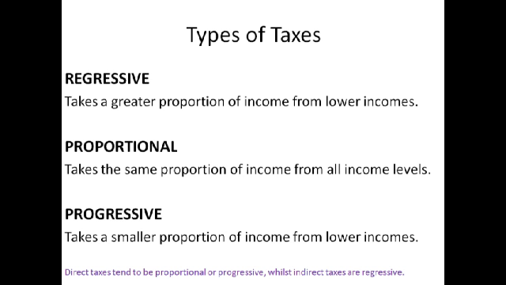There are 3 main types of taxes: regressive, proportional and progressive. Regressive takes a greater proportion of income from lower incomes. Proportional takes the same proportion of income from all income levels, and progressive takes a greater proportion of income from higher incomes. Direct taxes tend to be proportional or progressive, whilst indirect taxes are regressive.